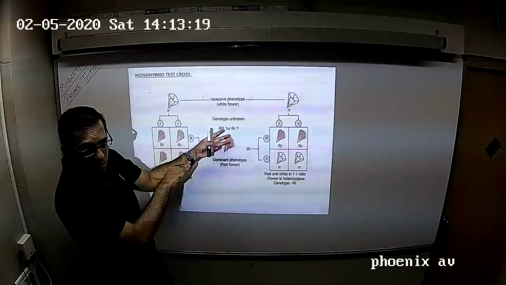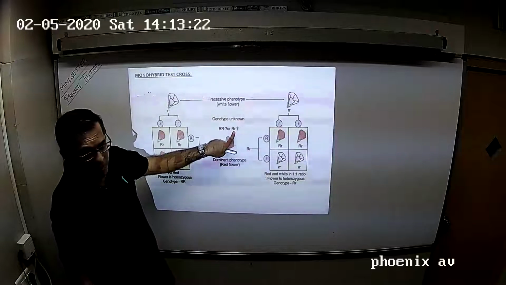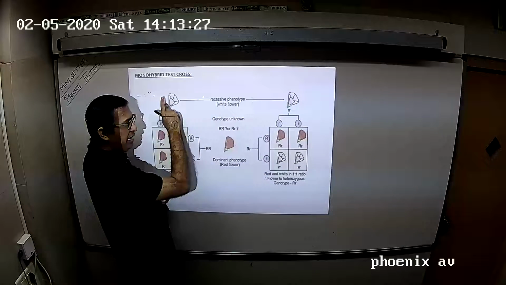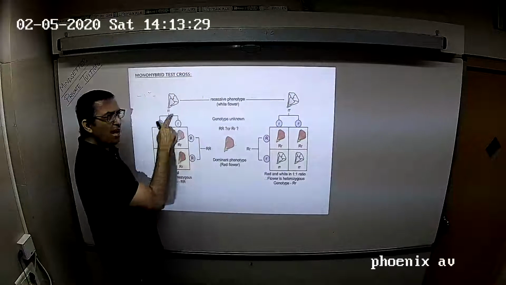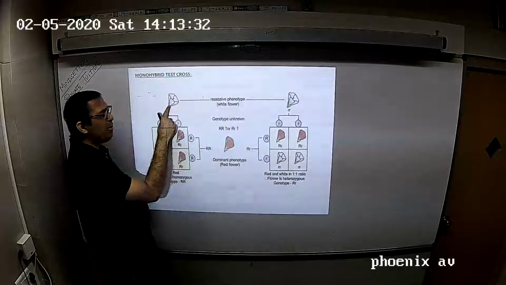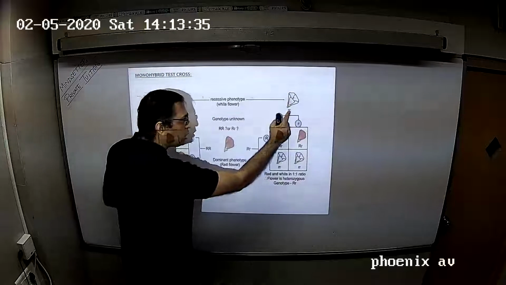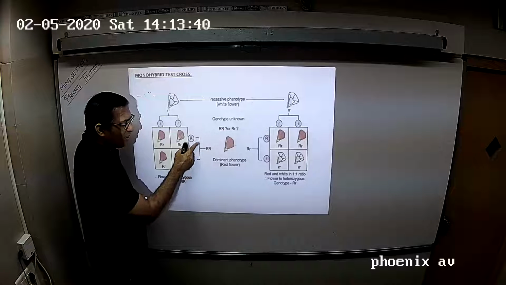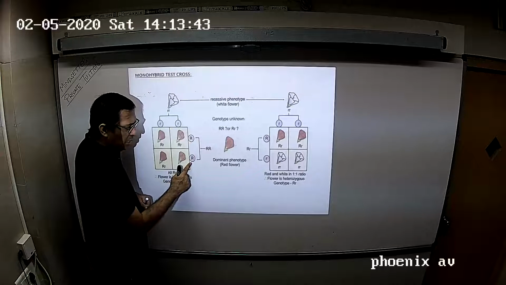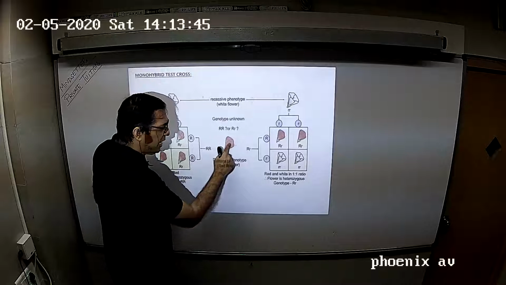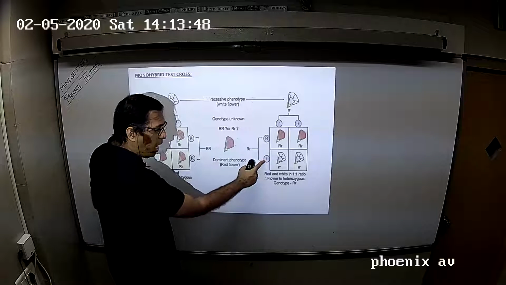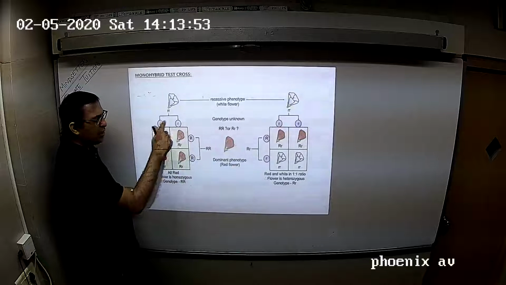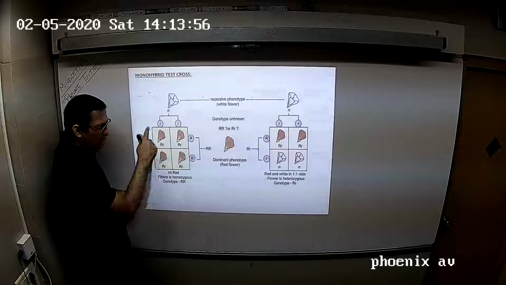So how do you know whether it is capital R or capital R small r? You cross it with the recessive parent. So what is the recessive parent? White. And in white both are small r. Suppose it is capital R, then which gametes will be formed? Capital R. And suppose it is hybrid, then which gametes will be formed? Capital R, small r.